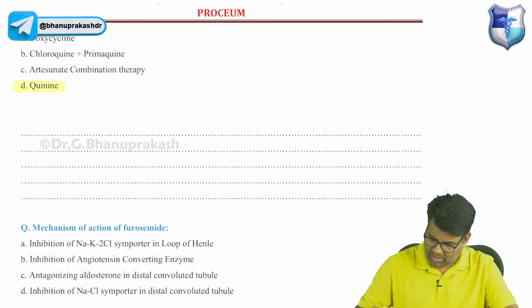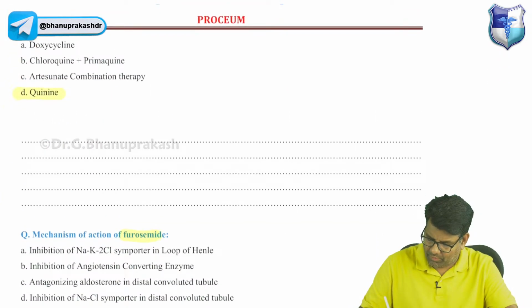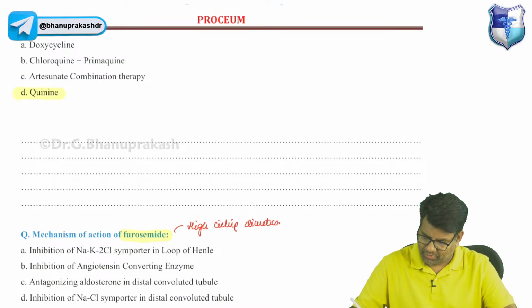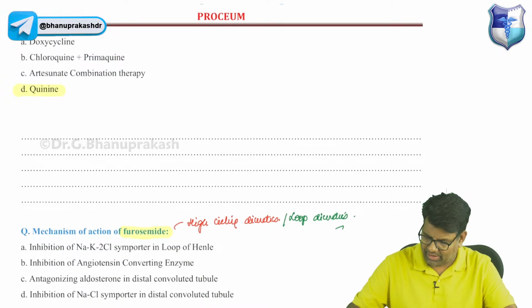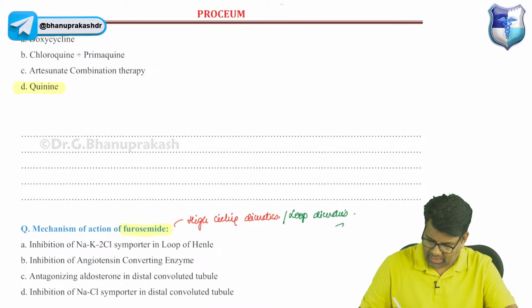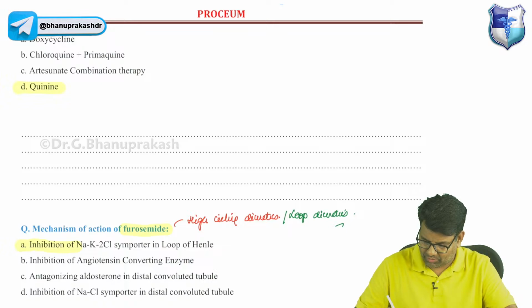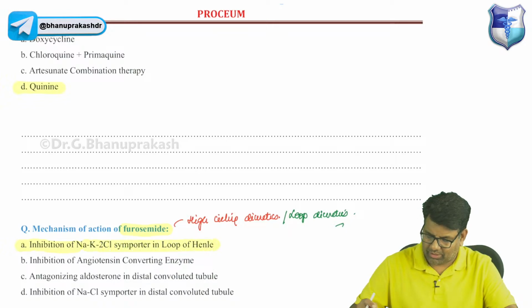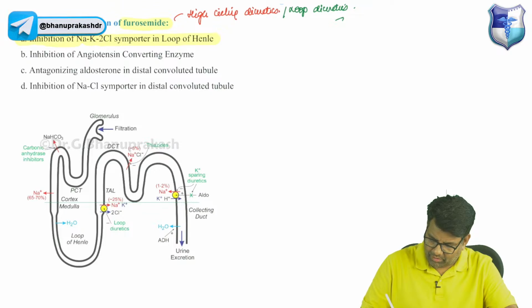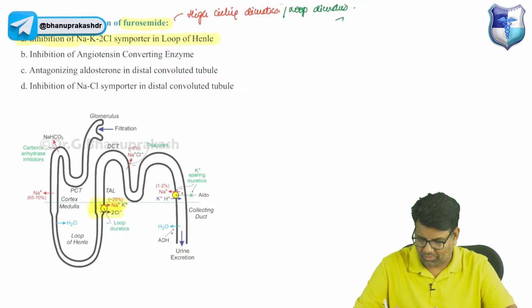Yes, right. Now, the mechanism of action of furosemide is as a loop diuretic. Yes, and these are known as loop diuretics because they act in the loop of Henle, where they inhibit the sodium potassium chloride symporter. So this is the site of action of loop diuretics, where they inhibit sodium potassium chloride transport.